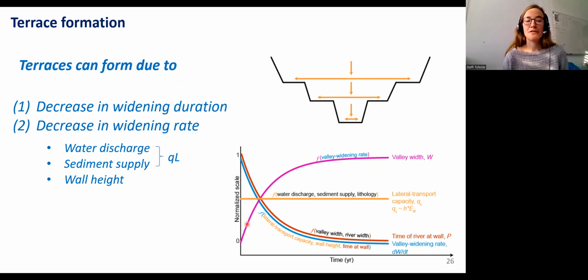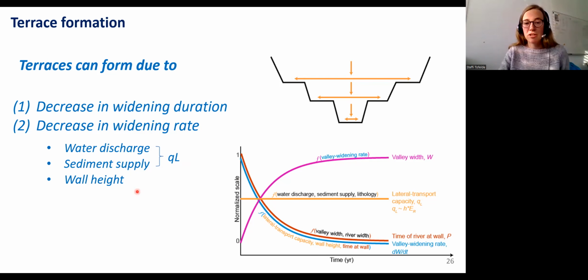The other option, if we think the widening duration does not change so much for each phase, is that we could achieve a reduction in width if we increase the widening rate after each incision step. That could potentially be done if we, through time, decrease the total amount of water discharge, or the amount of sediments that can act as tools in the river. So if we reduce the lateral transport capacity through time. Or the other option would be to increase the wall height with each step of incision.